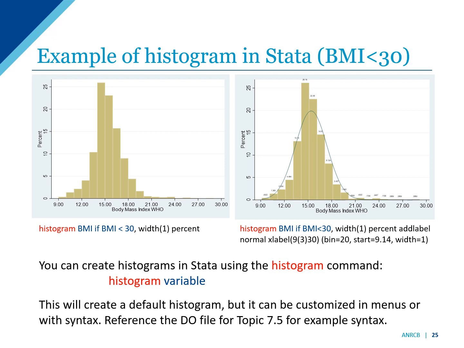You can create histograms in Stata using the histogram command, followed by the variable of interest. This will create a default histogram, but it can be customized in menus or with syntax. Reference the do file for topic 7.5 for example syntax.